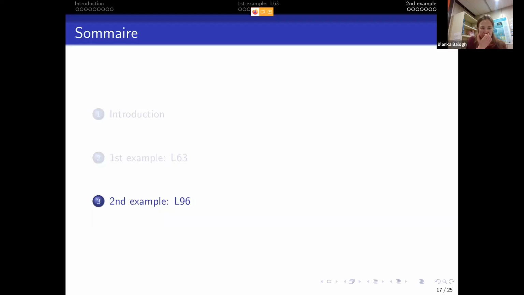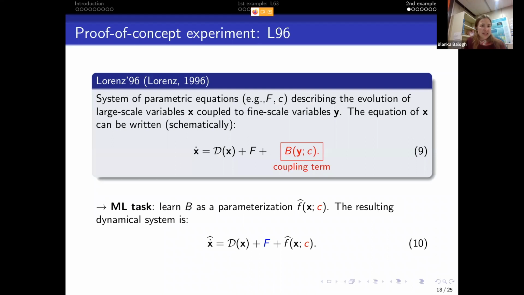But now we can focus on a second example using another Lorentz toy model, which allows us to do some really interesting things. So the second toy model is Lorentz 96, which is also a system of parametric equations. The parameters that will interest us are F and C. And this equation describes the evolution of a large-scale variable, x, that is coupled to two fine-scale variables, y.